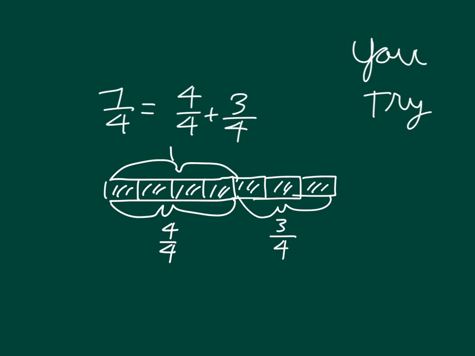Compare that against yours. Did you write an improper fraction of 7/4, right? And now, let's look at this again. Can we write the mixed number? Well, it's 1 for sure. And then we have 1, 2, and 3/4. So it's 1 and 3/4.